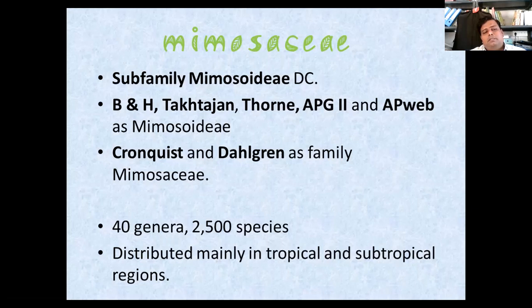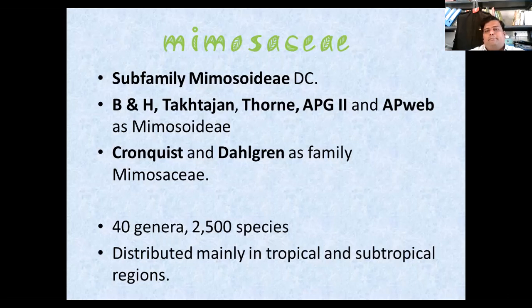Gynoecium with a single carpel is present, that is unilocular with many ovules. Placenta marginal, ovary superior, style is single, curved. Fruit is a pod or lomentum, means it is a legume or lomentum. Seeds may be one to many. Seed coat is hard. Endosperm is minute or absent.